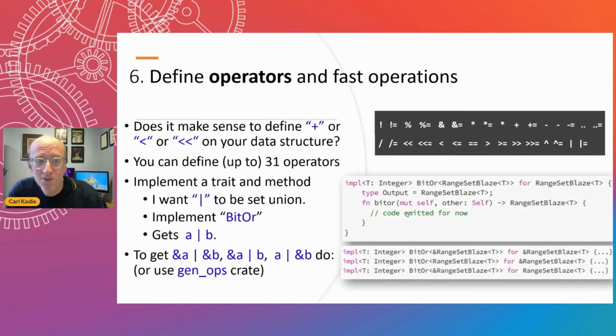One thing you'll find out as soon as you implement something like vertical bar to be set union and then try to use it, you'll find out it doesn't work everywhere you want because you don't really just want set union between two owned instances. You also want set union between two references, between a reference and an owned, and between an owned and a reference. So because of that, instead of implementing each of these once, you'll actually want to implement them four times. There is a nice crate, GenOps, that can help streamline that. So you really do only have to implement it once if you want to use it.